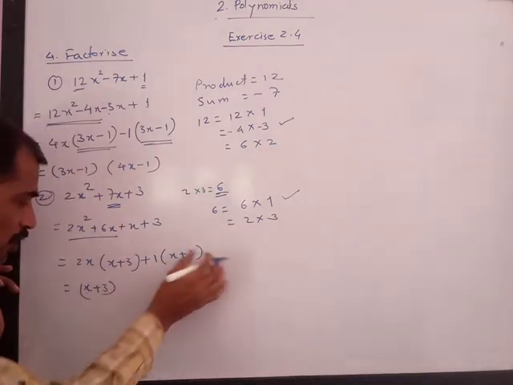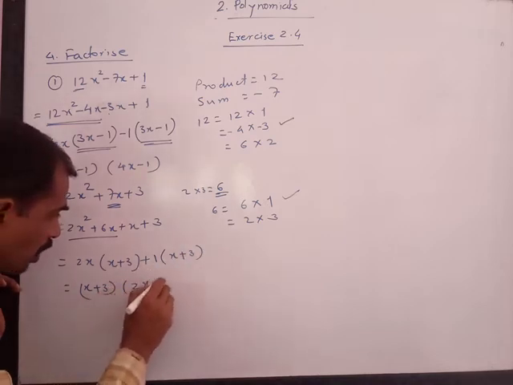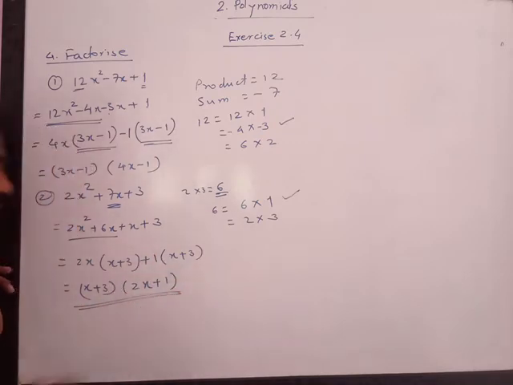Now x plus 3 is common in both the terms. So you will have x plus 3 common, and here 2x will be left, here 1 will be left. So this itself is the answer.